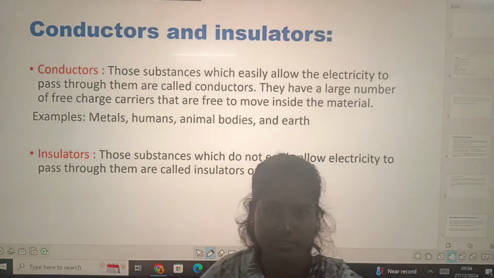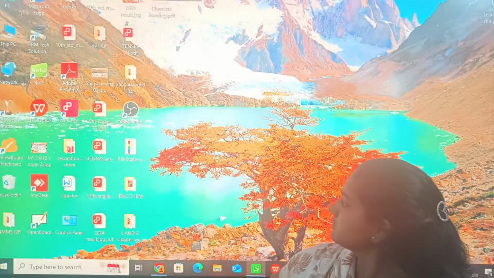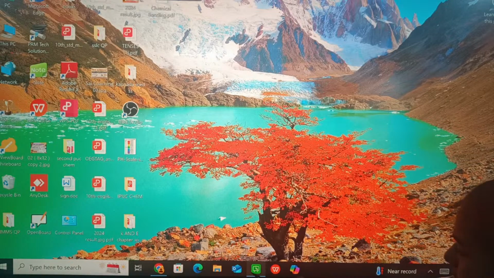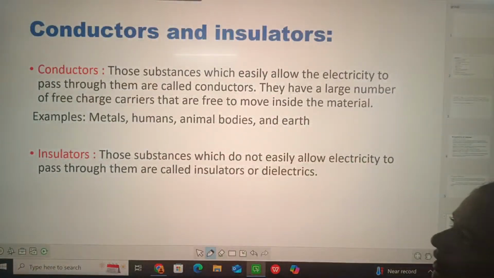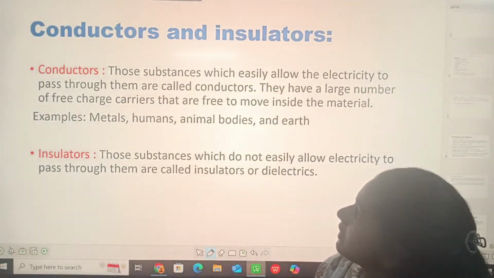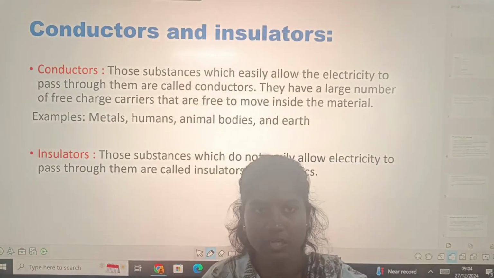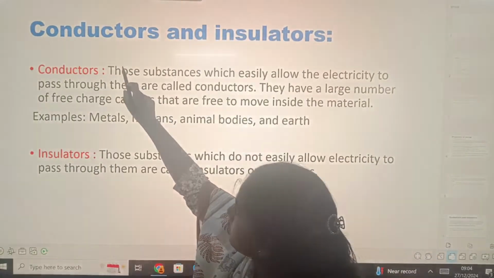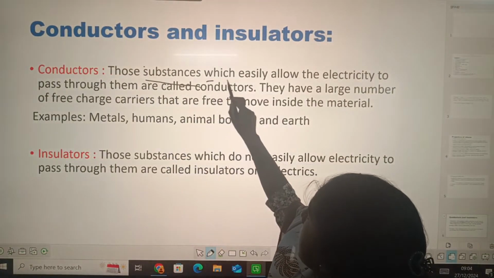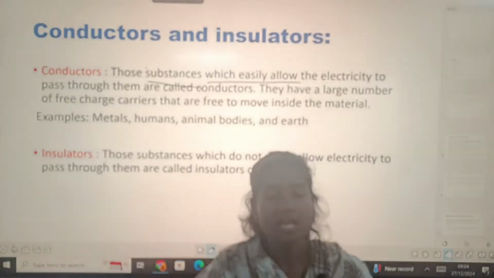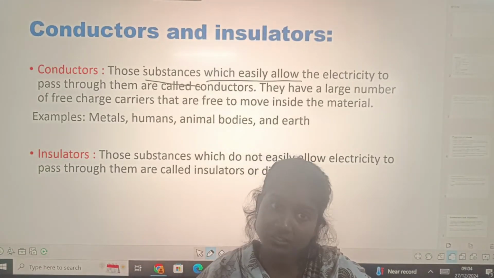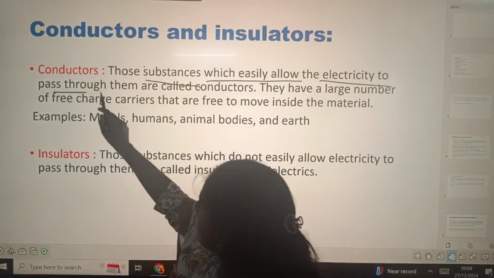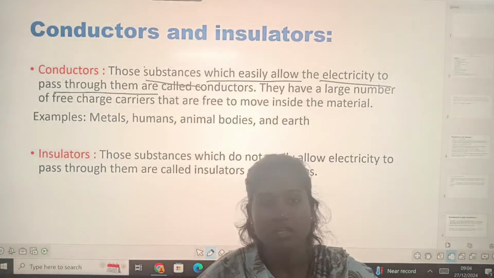conductors and insulators. See, what is a conductor? Those substances which easily allow the electricity to pass through them are called as conductors.